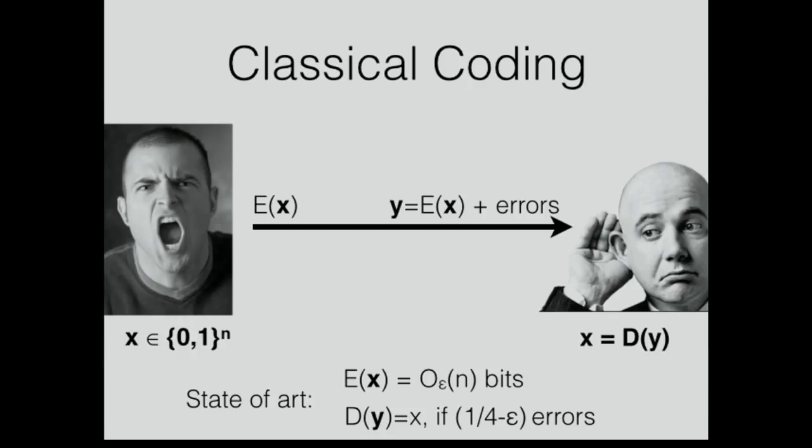And today we know how to solve this kind of problem with these kinds of parameters. We can encode any n-bit string using order n bits in such a way that as long as at most 25% of the transmission is corrupted, you can recover the original transmission.